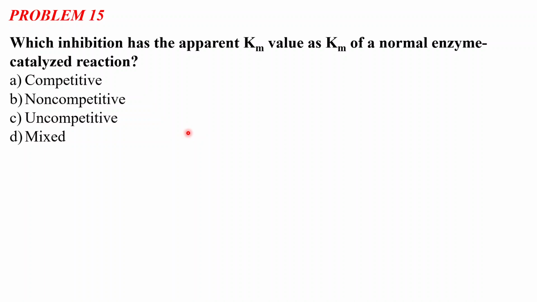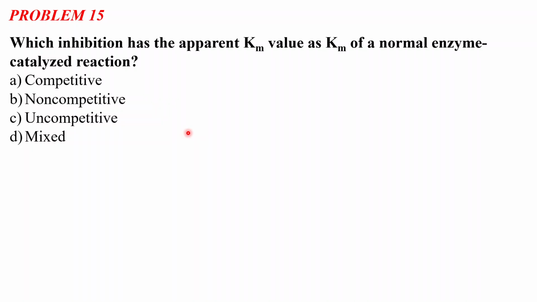Let me know in the chat box, A, B, C, or D, which of the following will be the correct answer. Which inhibition has an apparent Km value the same as the Km value of the normal enzyme catalyzed reaction?